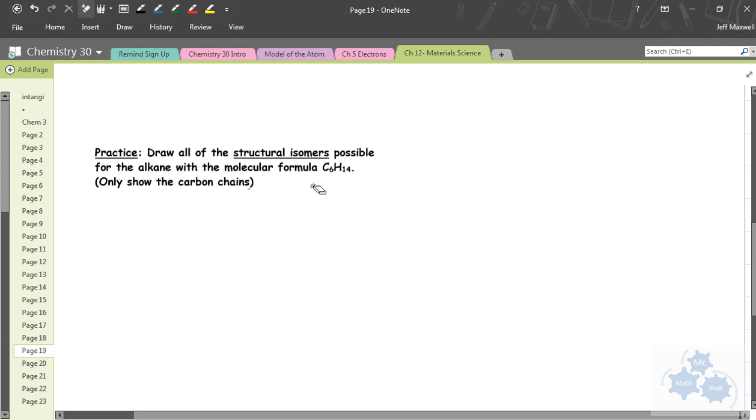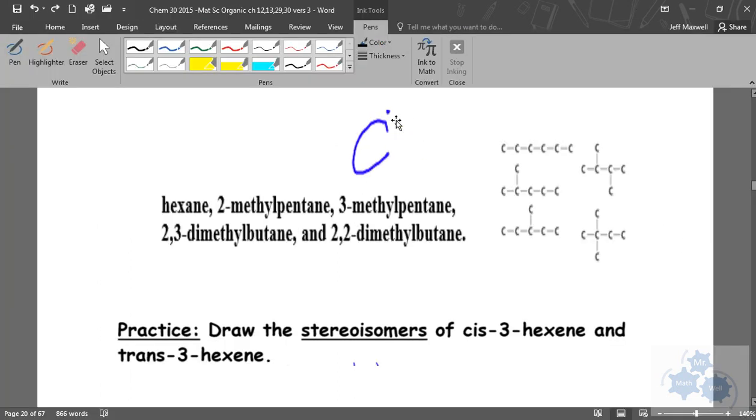So did you guys do this practice question in your class the other day? Draw all of the structural isomers possible for the alkane with the molecular formula C6H14. So you have 6 carbons and 14 H's, and there are many different arrangements here. Ignore that C, that was cut and pasted from another document. But anyway, here are the different versions that you would draw. So hexane, obviously, is a straight chain, 6 carbons, all single bonded.